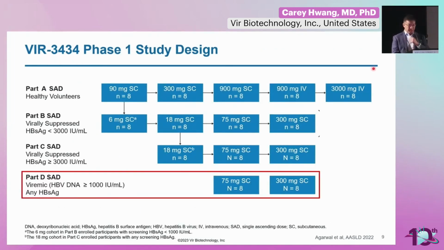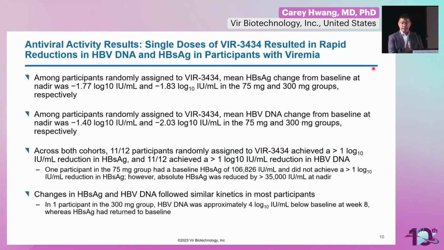What is also interesting is that we also looked at participants that were viremic, not on nuc therapy, and these were participants that had HBV DNA levels greater than or equal to 1,000 IUs per ml, and they were administered 75 or 300 milligrams of VIR-3434. In these participants, single doses resulted in rapid reductions in both HBV DNA and surface antigen. For example, mean surface antigen change from baseline was about 1.77 logs and 1.83 logs respectively in the 75 and 300 milligram dose groups.